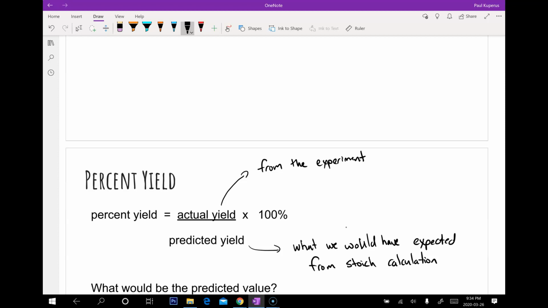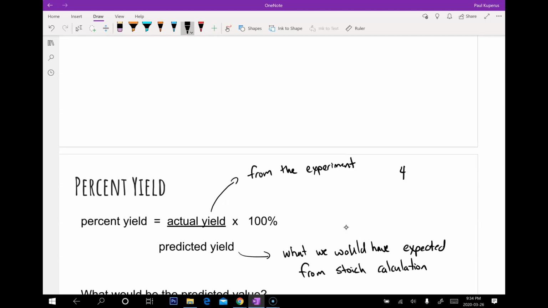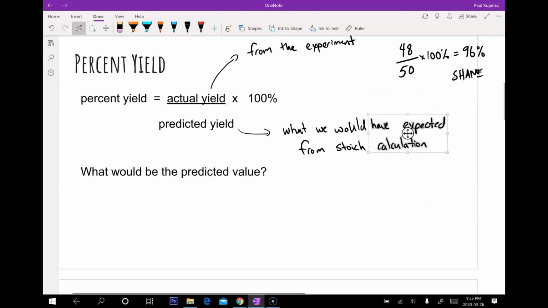Think about this like your test. Your actual score might have been 48 out of 50. Now, you predicted you would get 50 out of 50 because you're an IB student, and unfortunately, you made a couple silly errors. You got 48 out of 50. What was your percent yield, or percent on the score? 48 out of 50 times 100% gives you 96%. Shame. Just kidding.